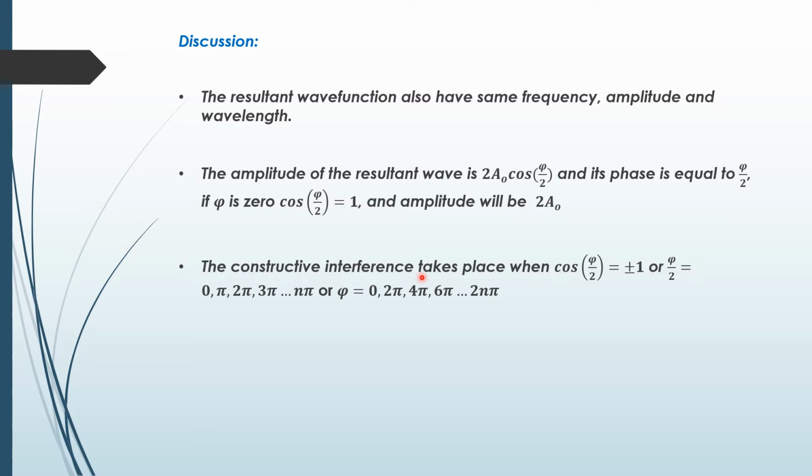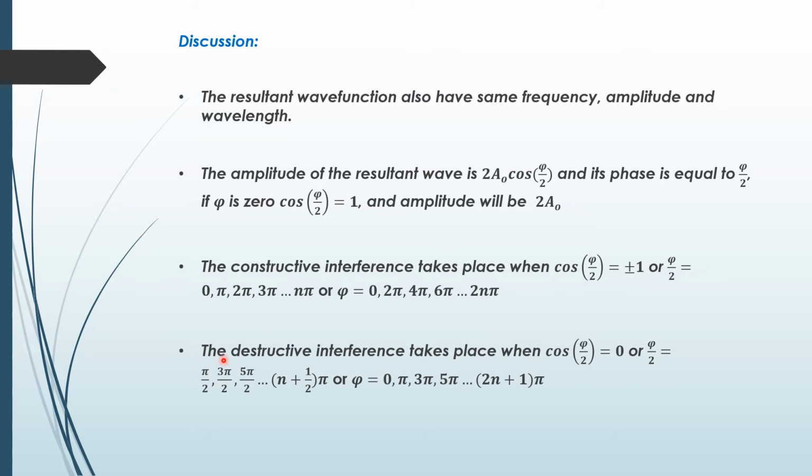For constructive interference, we have cos phi by 2 equal to plus minus 1, which means phi by 2 is equal to 0, pi, 2 pi, 3 pi up to n pi. Or if we talk about just phi, it will be equal to 0, then if you multiply 2 with pi, you get 2 pi, then 4 pi, 6 pi up to 2n pi.